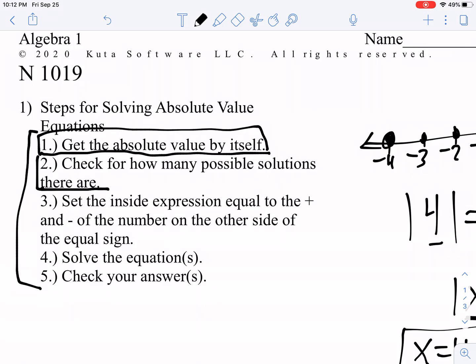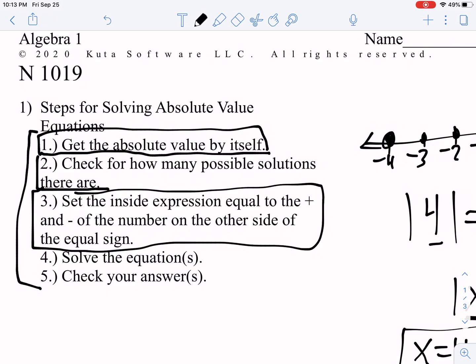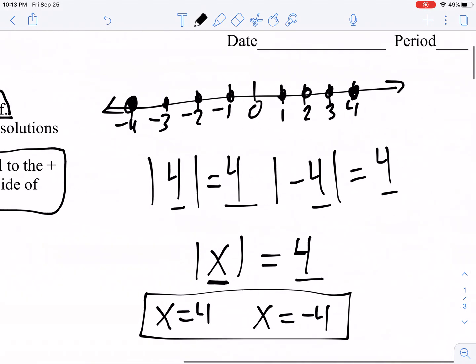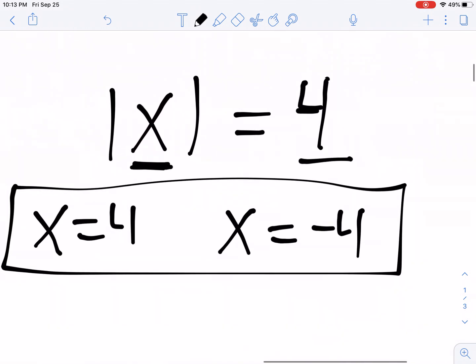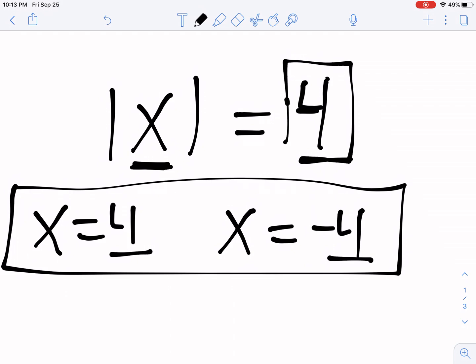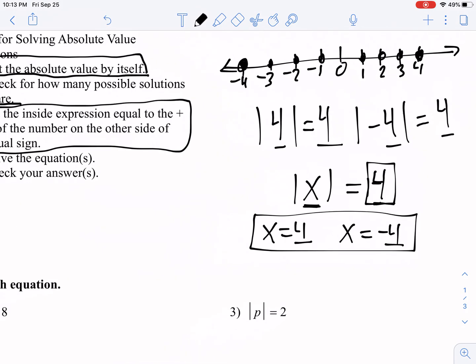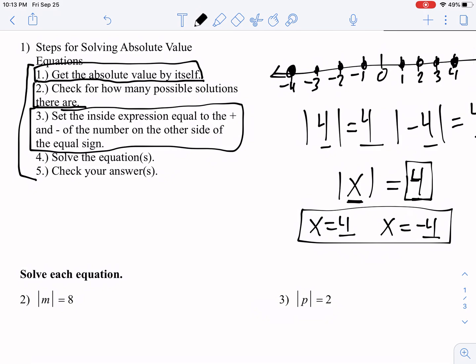Then we also have to focus on step number 3, which is set the inside expression equal to the positive and negative number. Remember, just like over here, going back to the example we looked at, there were 2 answers that were correct. Positive 4 and negative 4 are both 4 units away from 0. Their absolute values are both 4. So we could have more than one solution. Okay? So we set the inside expression equal to the positive and negative. Solve the equation if necessary. So if there's an equation, we got to solve it. And then if you need to, check your answer.